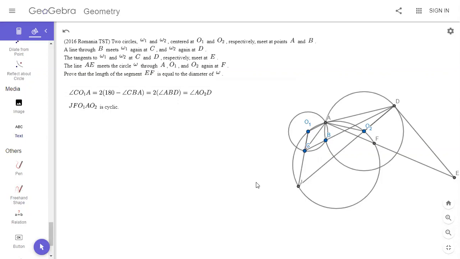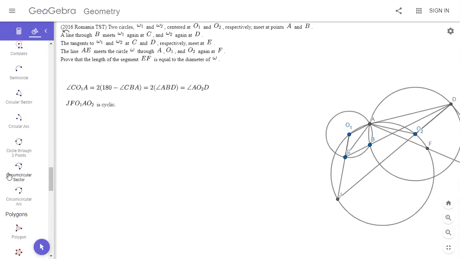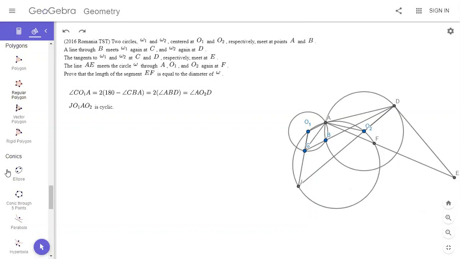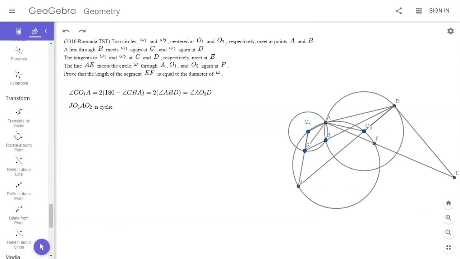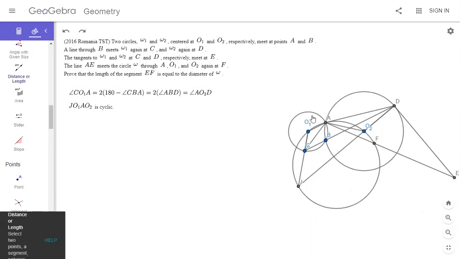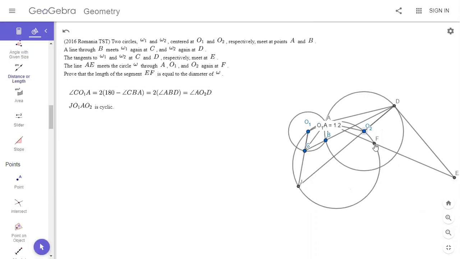Does O1AO2F look like an isosceles trapezium to you? I don't think so. Yeah, I could just check that quickly. O1A is 1.2, O1F is 0.9. So yeah, that's not necessarily an isosceles trapezoid. But I had an idea in mind to show that JADE is cyclic. I'm just trying to remember.